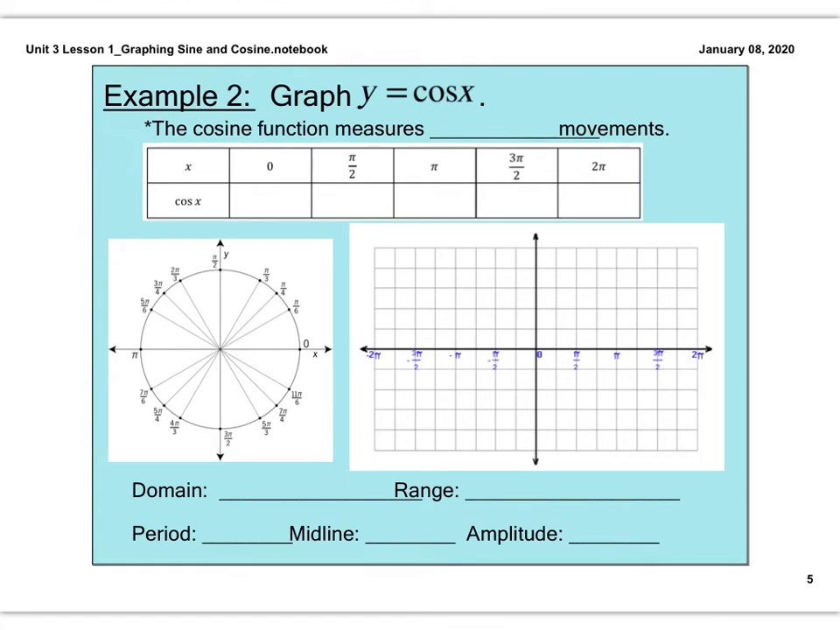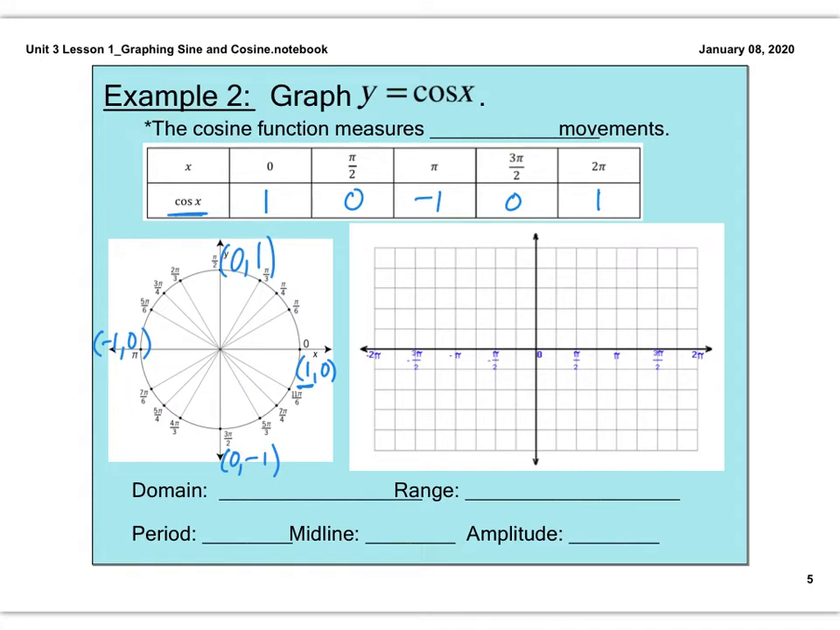All right, let's try cosine. So think about your unit circle. This coordinate is 1, 0. This coordinate is 0, 1. This coordinate over here at pi is -1, 0. And down here is 0, -1. So if we think about cosine, cosine is your x value. So here our x value is 1 at 0 radians. At pi over 2, the x value is 0. At pi, it's -1. At 3 pi over 2, the x value is 0. And then at 2 pi, it is back to 1.